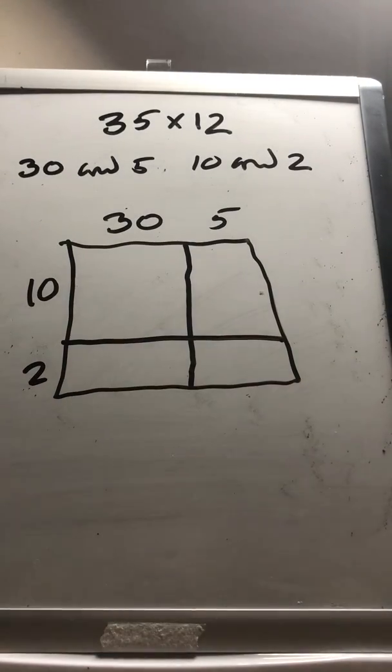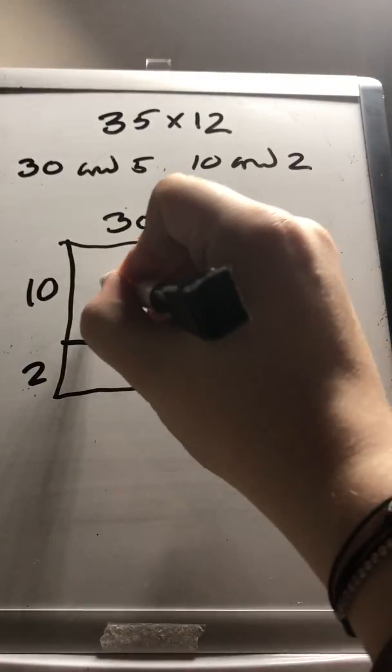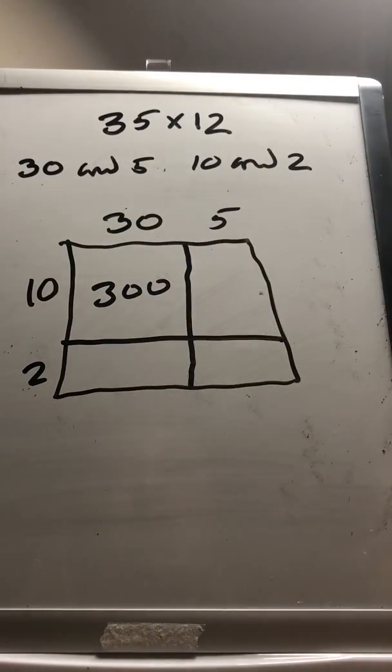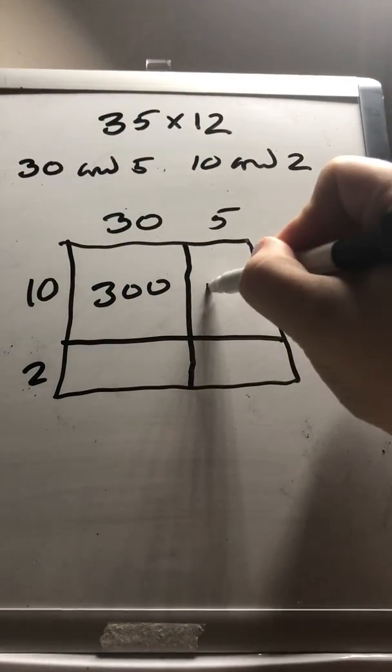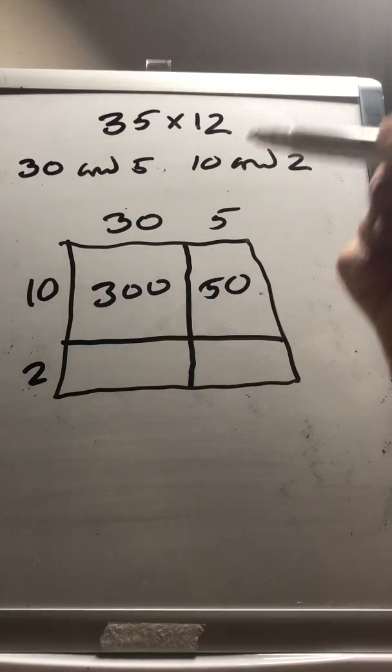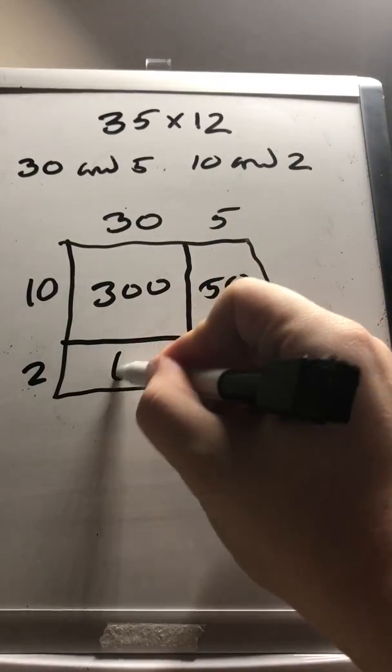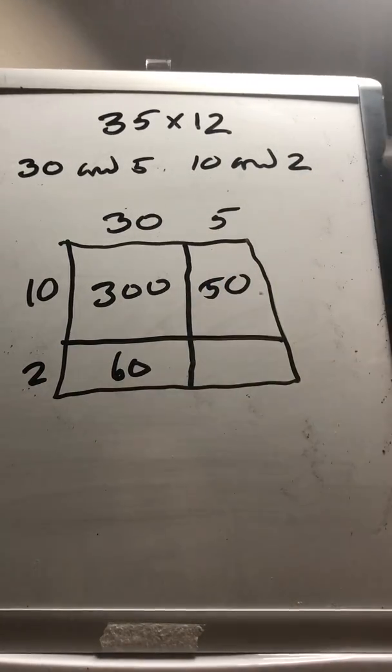And now again, you're going to go ahead and multiply. 30 times 10 is 300. 5 times 10 is 50. 30 times 2 is going to be 60. And then 5 times 2 is simply 10.